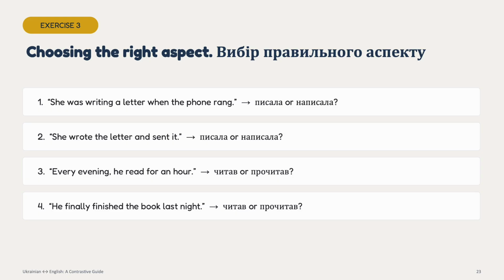Okay, the next sentence is "She wrote the letter and sent it", and here again we need to choose писала or написала, and we can ask another mentor and another student. I'll go ahead and try that one. Okay. So it would be написала because it was already written and sent. Okay. Does anyone want to comment on it from students?